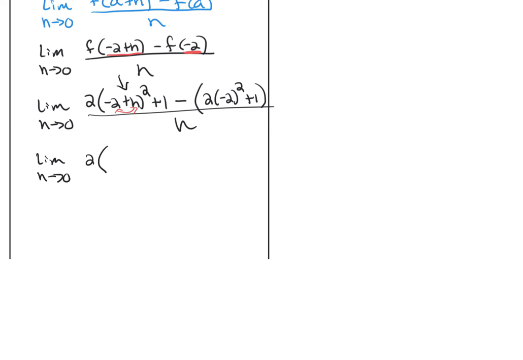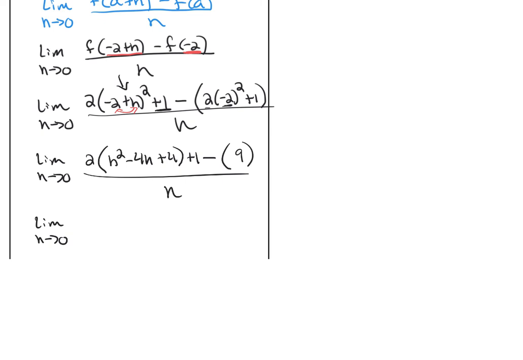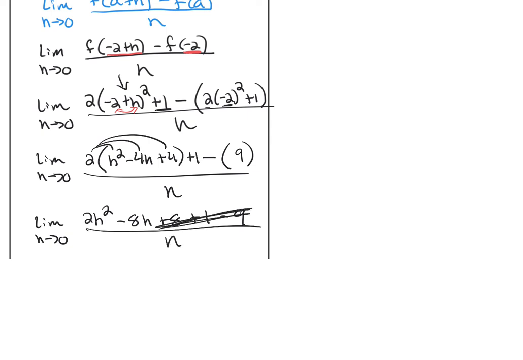So I'm going to have 2, and then this will be h squared minus 4h plus 4. Don't forget this plus 1 minus -2 squared is 4, times 2 is 8, plus 1 is 9, all over h. Let's keep simplifying. Limit as h approaches 0. Let's distribute: 2h squared minus 8h plus 8 plus 1 minus 9 over h. 8 plus 1 minus 9 is going to cancel.